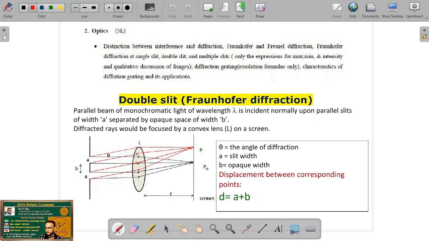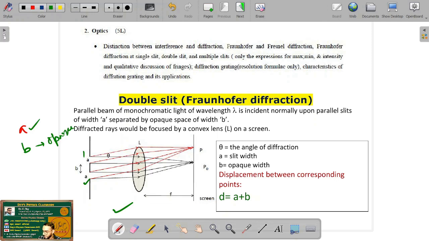In my previous video, I discussed what Fraunhofer diffraction is. That means in case of Fraunhofer diffraction, the source and the screen are at effectively infinite distance from the diffracting aperture. In case of double slit Fraunhofer diffraction, two slits each having width A are separated by an opaque space B. In this figure, these are two slits, slit 1 and slit 2. These two slits, each having a slit width of A, are separated by an opaque region that has a width of B.